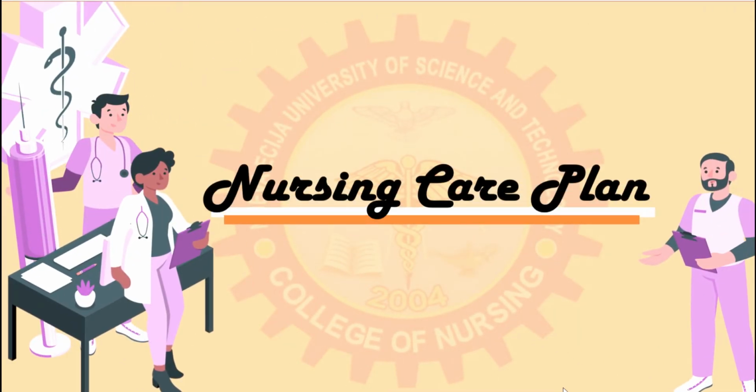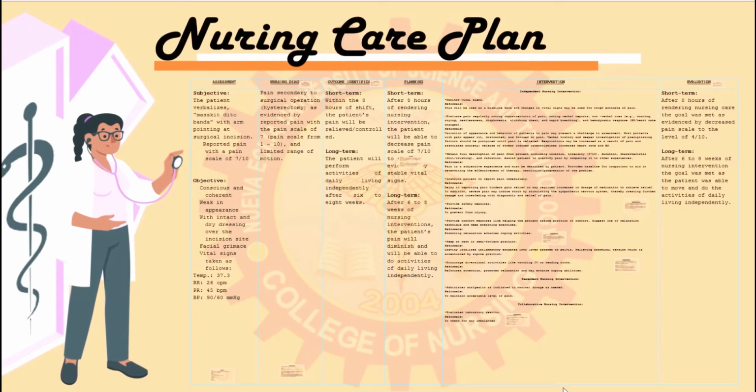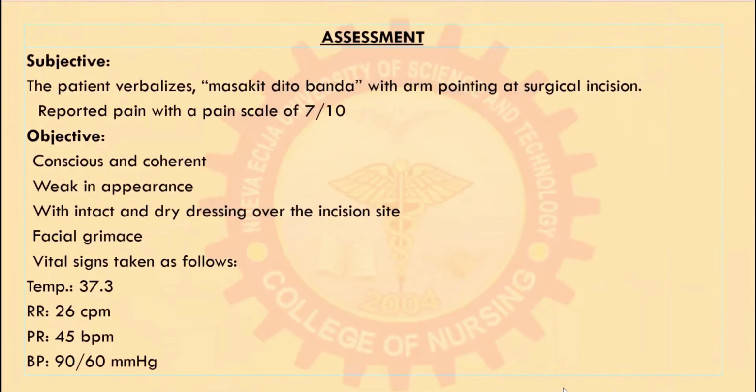For the first nursing care plan, assessment, subjective, the patient verbalized, "Masakit dito banda," with the arm pointing at the surgical incision. Reported pain with a pain scale of 7/10. Objective, conscious and coherent. Weak in appearance, with intact and dry dressing over the incision site. Facial grimace. Vital signs taken as follows: temperature of 37.3 degrees Celsius, respiratory rate of 26 counts per minute, pulse rate of 45 beats per minute, and blood pressure of 90/60 millimeters of mercury.